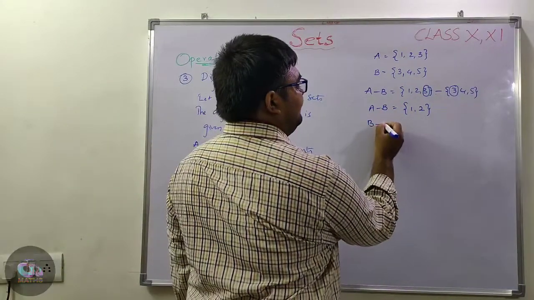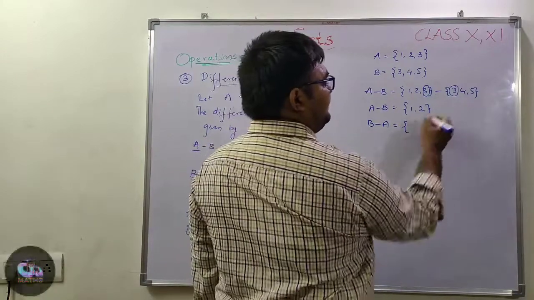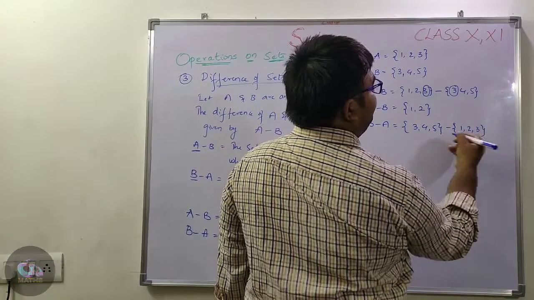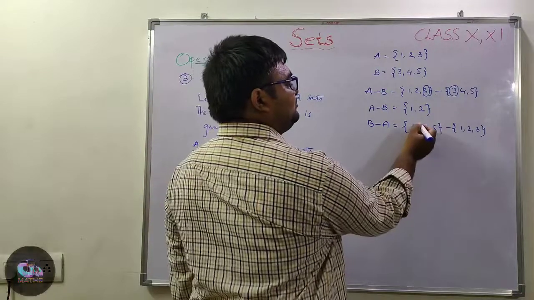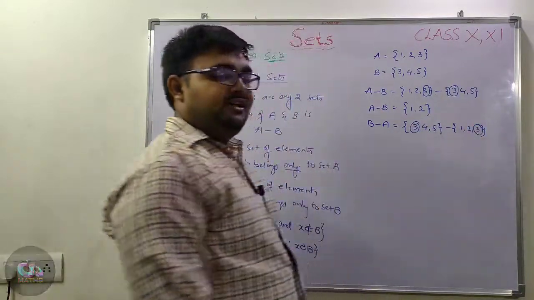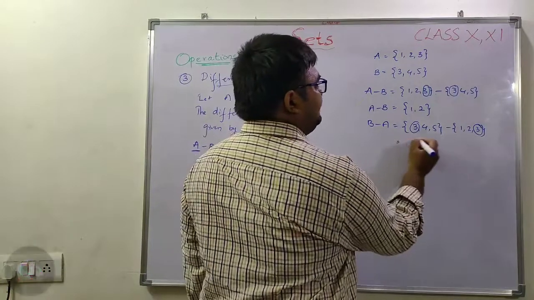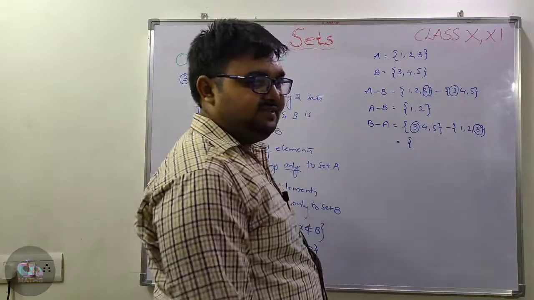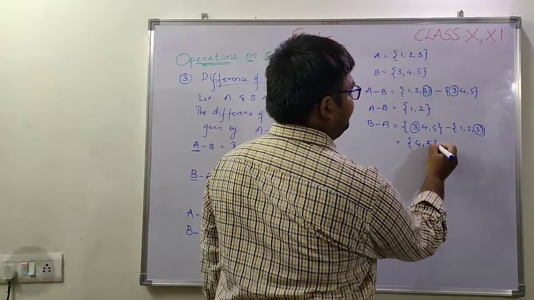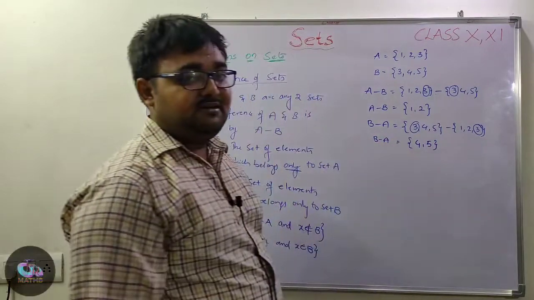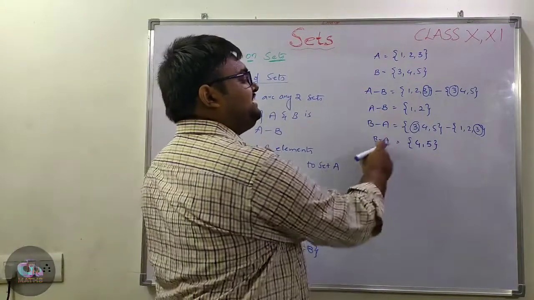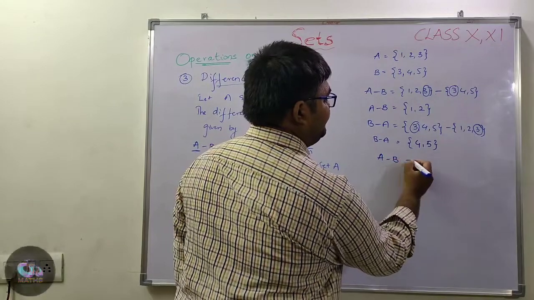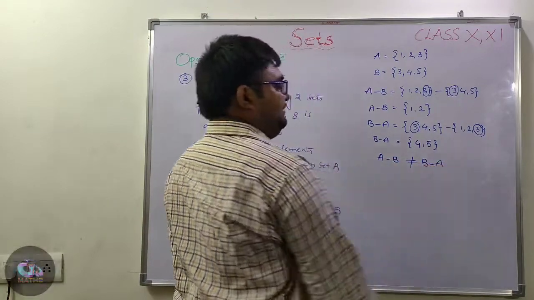In the same way, if I want to write B minus A, first I need to write set B minus set A. In these two sets, what is the common element? Those common elements we need to remove, and after removing, whatever is left of the first set is my difference of the sets. So B minus A is nothing but {4, 5}. So can you say A minus B is equal to B minus A? No, A minus B is not equal to B minus A.